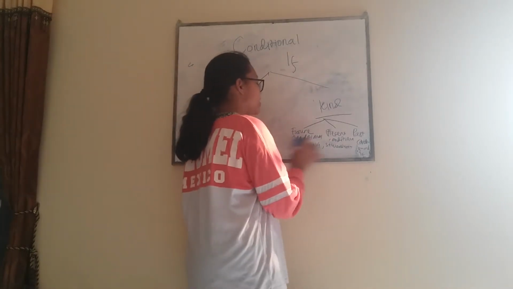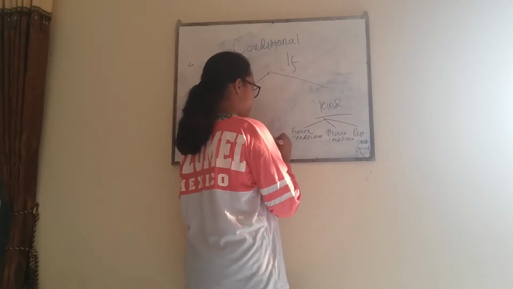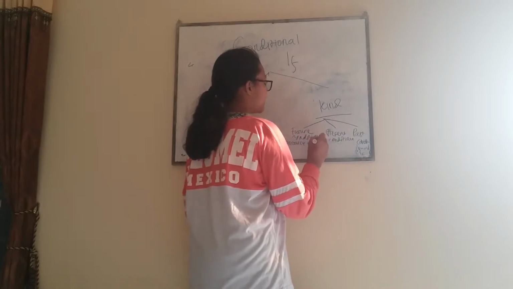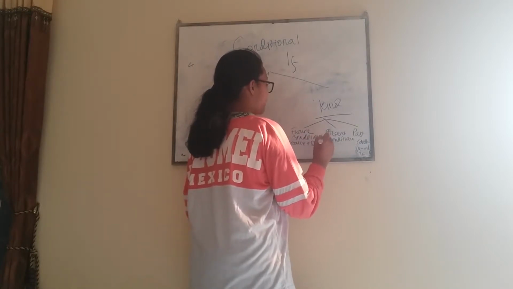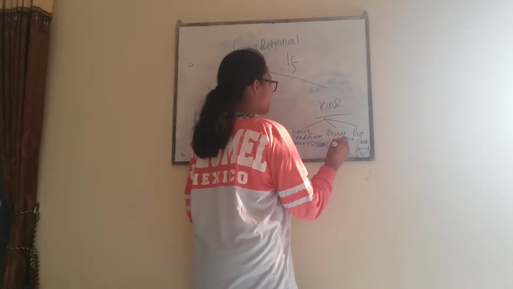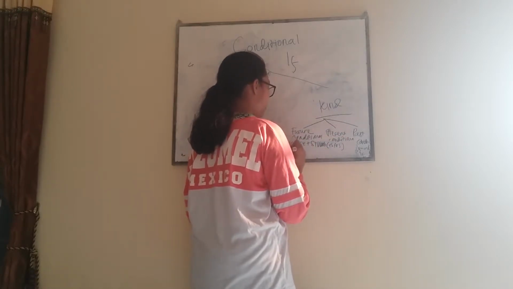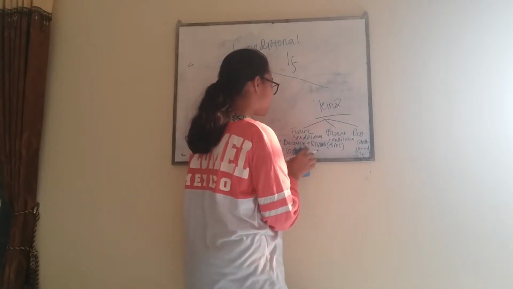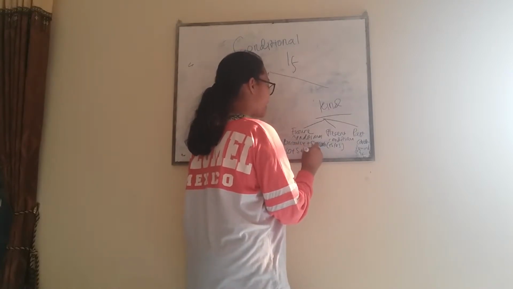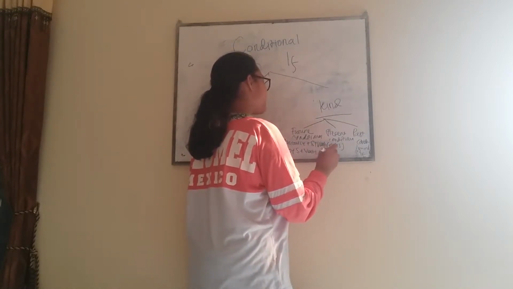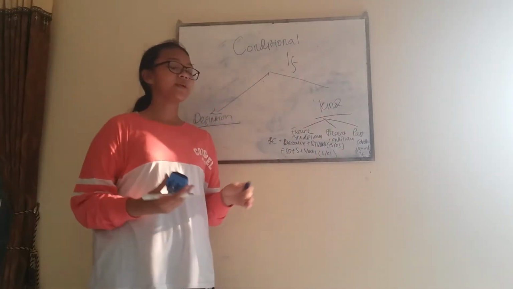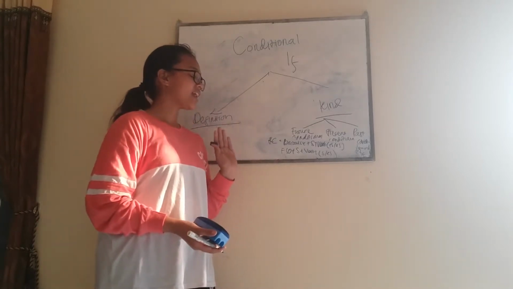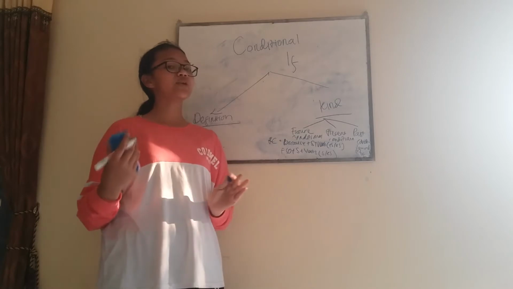And the real condition pattern is because plus subject plus verb 1 or plus s or es plus so plus subject plus verb 1 plus s or es. For example, because I go to Jakarta, so I visit my grandma's house today.